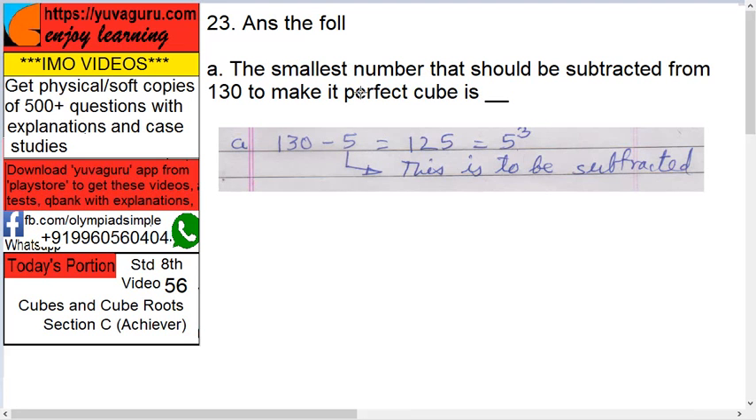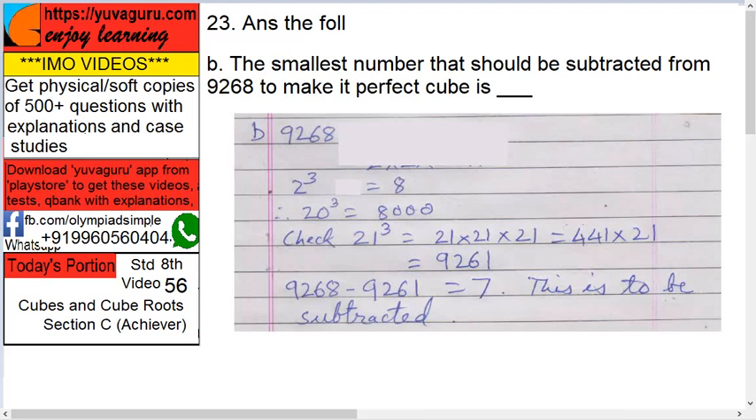So 5 is to be subtracted. That's the answer. The smallest number that should be subtracted from 9268 to make it a perfect cube is... Now this is a bit tougher one. It's not that simple. See, there is nothing here which will give you any hint of how to solve this. You have to subtract some number so that you get a perfect cube.